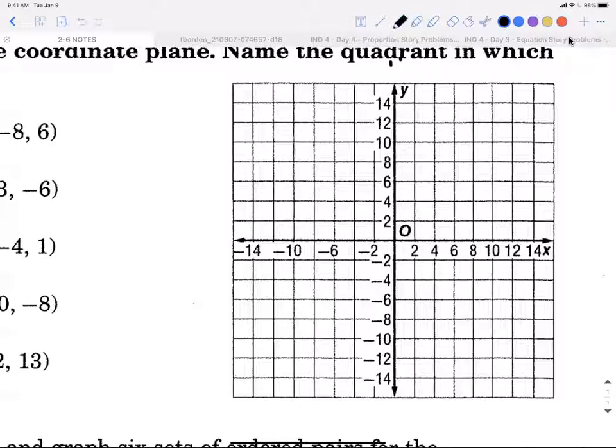Sketch you a coordinate plane. You don't have to get too specific with the numbers. Just get you an X and a Y.